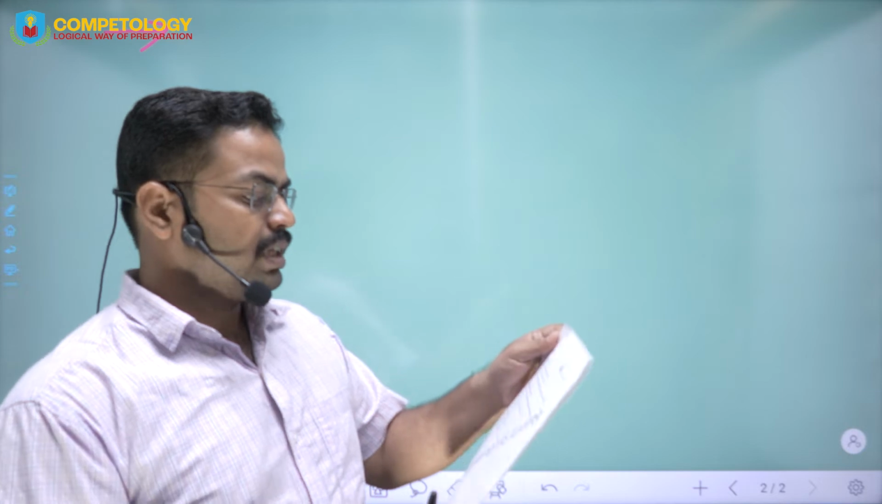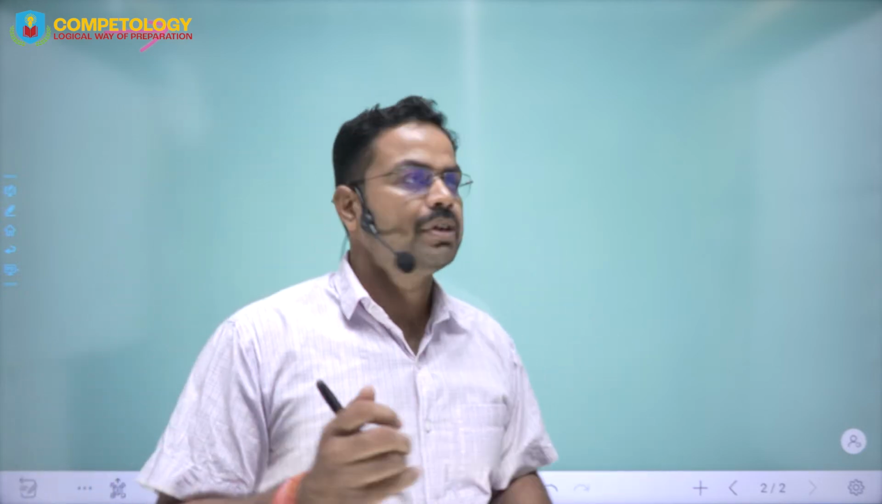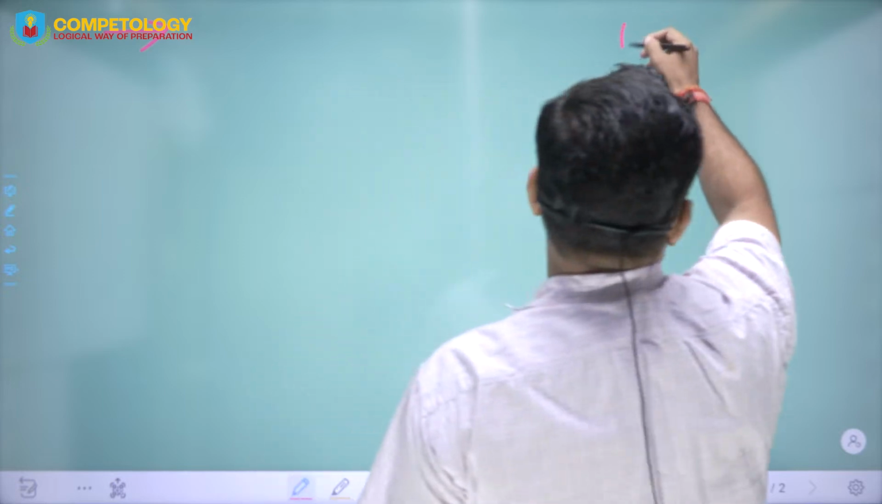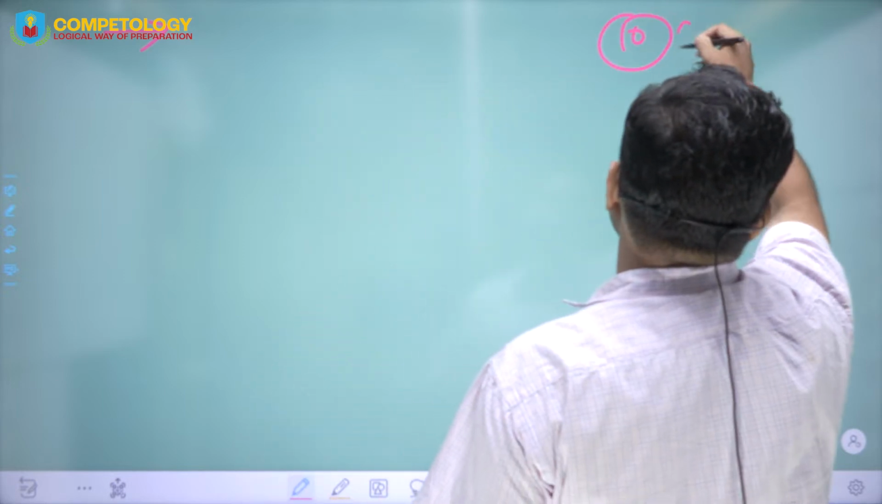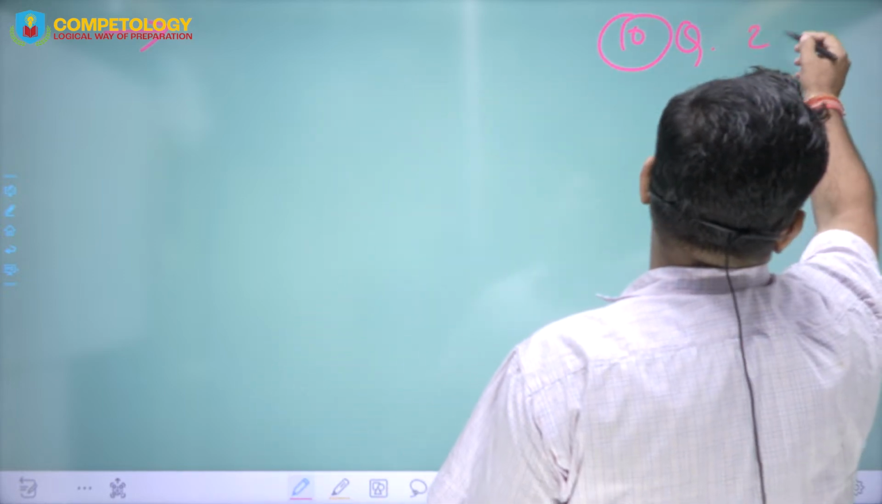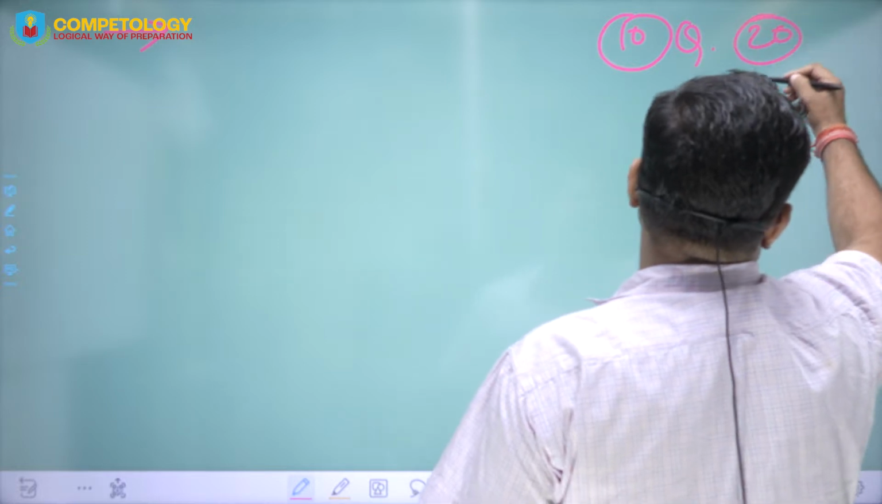If we go through the syllabus, then you can see that the Jharkhand specific questions related to general awareness will have 20 marks weightage. 10 questions will be asked for Jharkhand specific, and that will have 20 marks weightage, right?